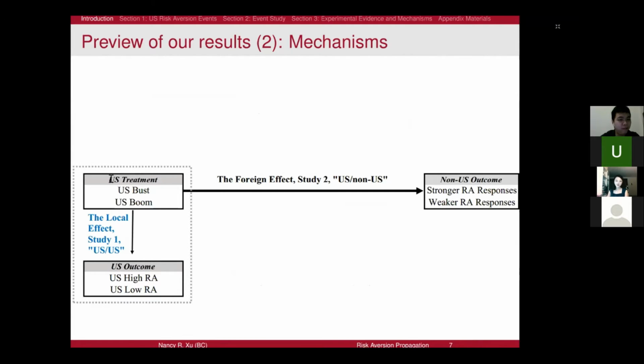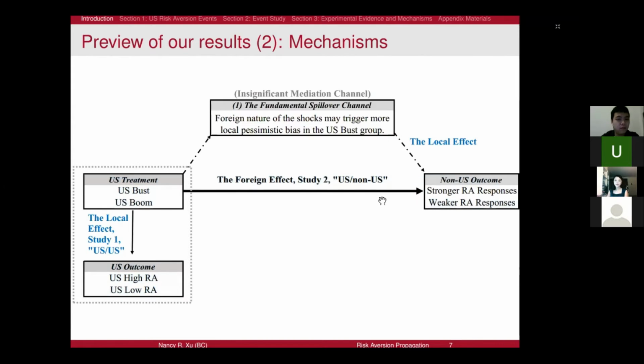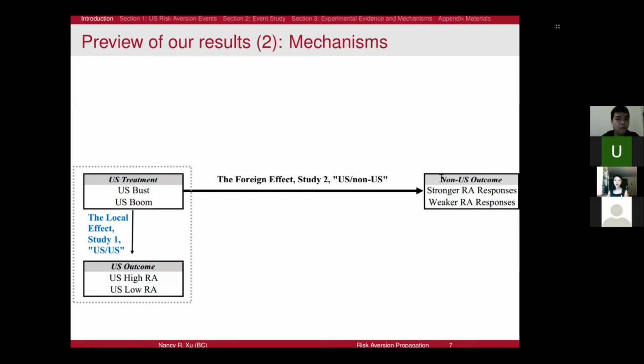First, right, we have the U.S. shock to U.S. participants, and then measure their risk aversion. So that's our study 1. It's a local effect. Study 2 is the U.S. shock, but I measure non-U.S. participants' risk aversion changes, right? And so that's study 2.